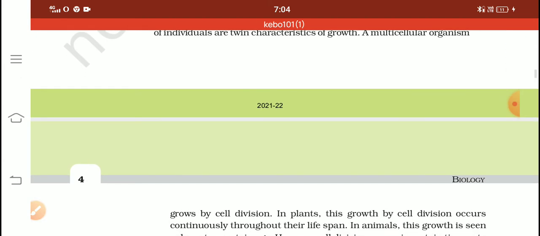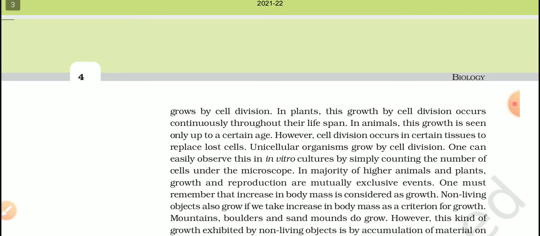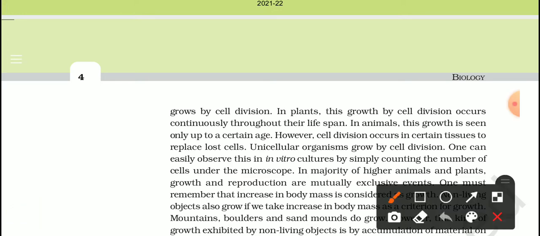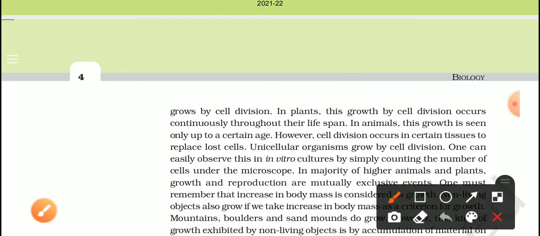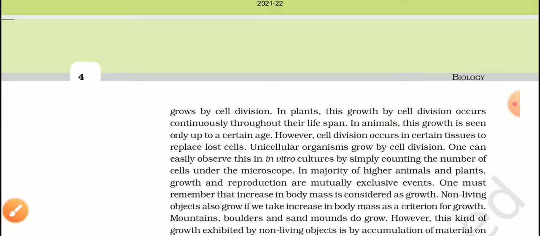There are important points. A multicellular organism grows by cell division. We know that. Now, plants have unlimited growth, but animals have limited growth. Why? Because in plants there are meristematic cells. At the tip of the stem there are meristematic cells.